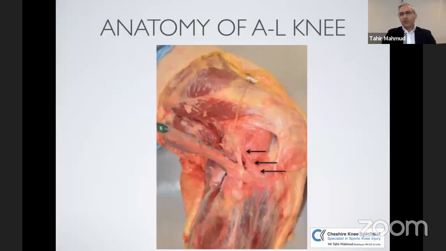So I'm just going to mention the anterolateral side of the knee very briefly because it has a significant impact on rotational instability of the knee. This is a cadaveric dissection demonstrating, with the arrows pointing to, the anterolateral ligament, which runs from close to the lateral epicondyle to a point halfway between the fibula head and Gerdy's tubercle. And we also see the iliotibial band coming in, going over the top of the lateral collateral ligament.